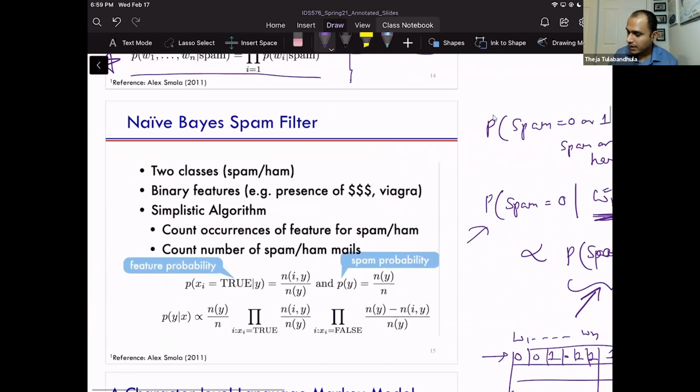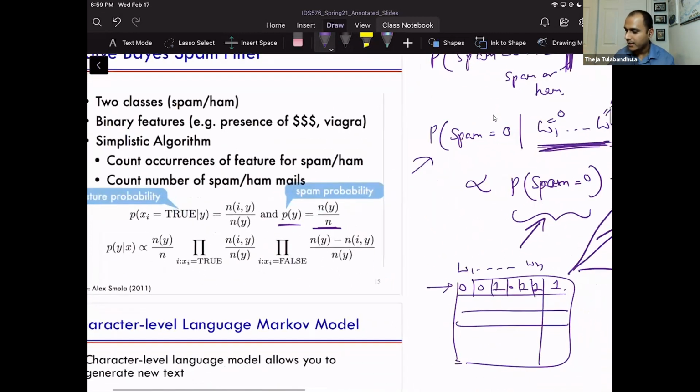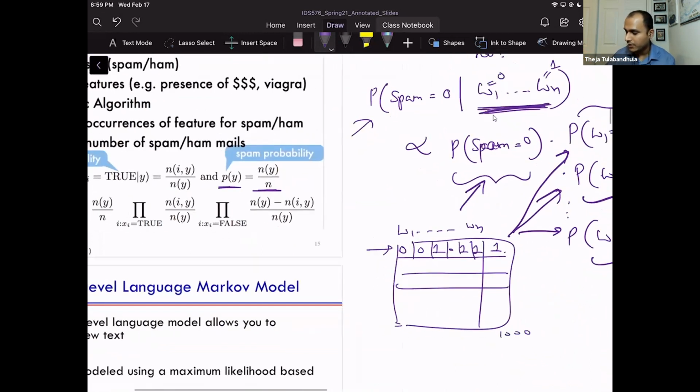So the algorithm is you find the probability of spam equal to 0, which is the number of times spam was 0 in the whole data set. So if my data set has, let's say, 1,000 examples, 1,000 rows, whatever is the number of columns, then you just find how many times was it ones, how many times was it zeros. Maybe 4 times zeros and 2 times ones, then the probability of spam equal to 0 is just 4 divided by 6. That's the marginal distribution. I can easily compute 4 divided by 6, the probability of spam equal to 0. So that's this computation here.